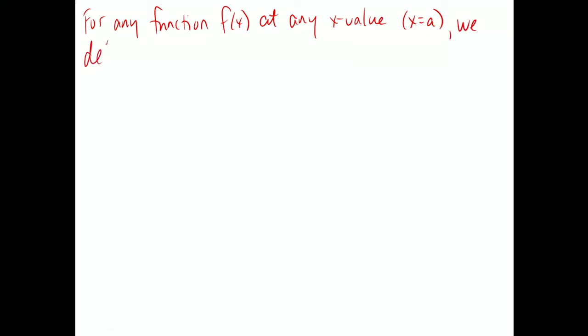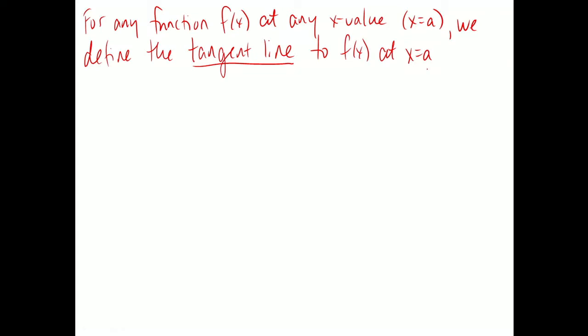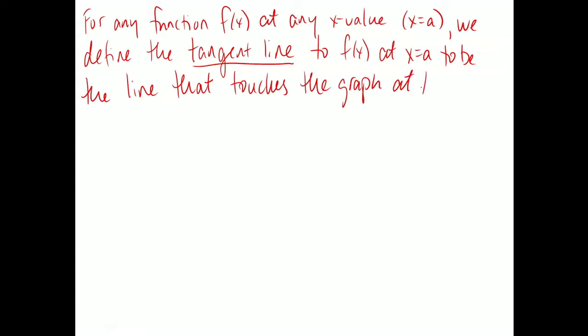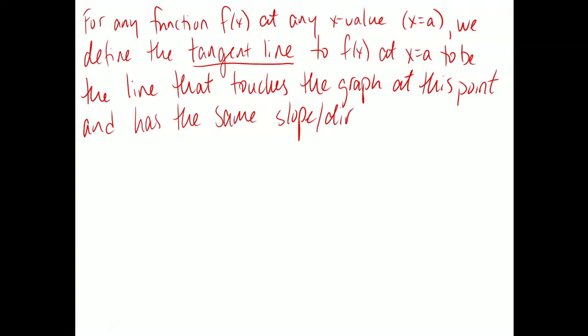We define the tangent line to the graph of f of x at this point to be the line that touches the graph at this point and has the same, you could either say slope, or if you want to just be generic, you could say direction.